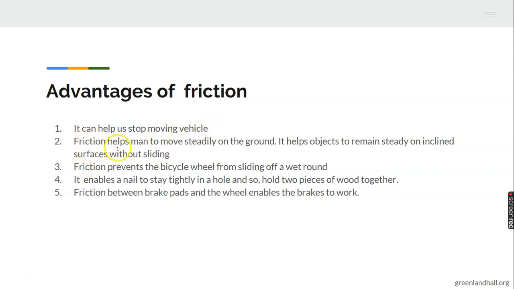The second one is that friction helps man to move steadily on the ground. It helps objects to remain steady on inclined surfaces. What do you mean by inclined surfaces? Surfaces that are not totally horizontal. Maybe you put a plank on a step, that is an inclined surface. It's not as straight a surface as it ought to be. So it is with the help of friction that we are walking. Okay, between our leg and the floor there is friction that helps us in doing that.